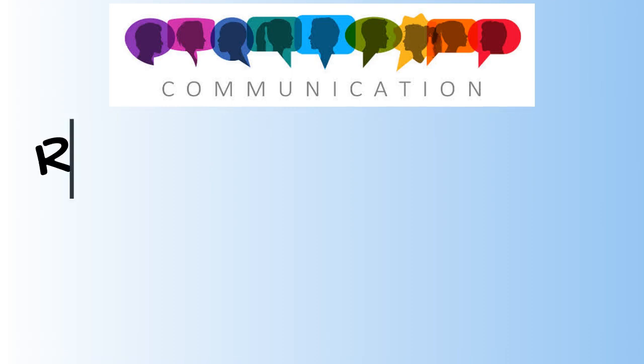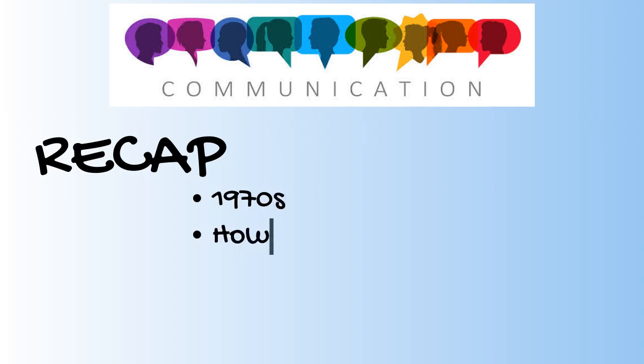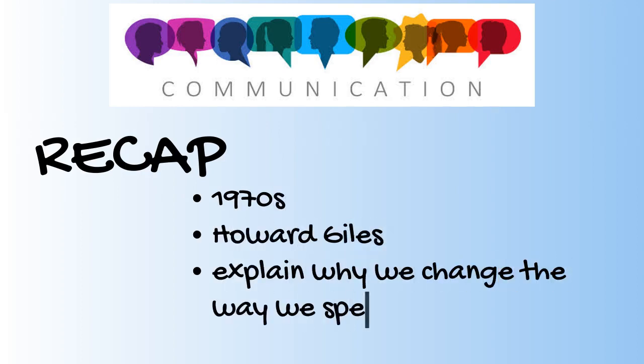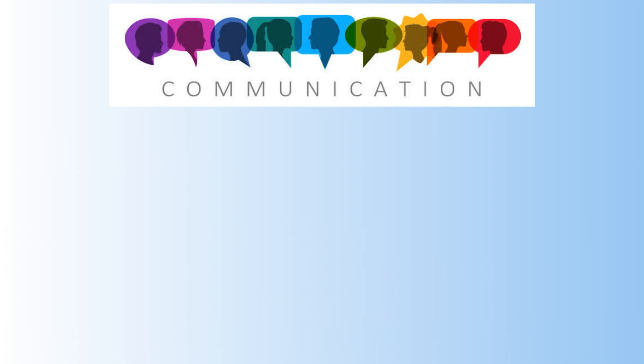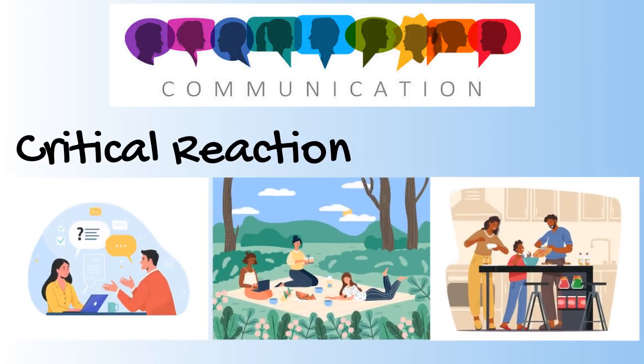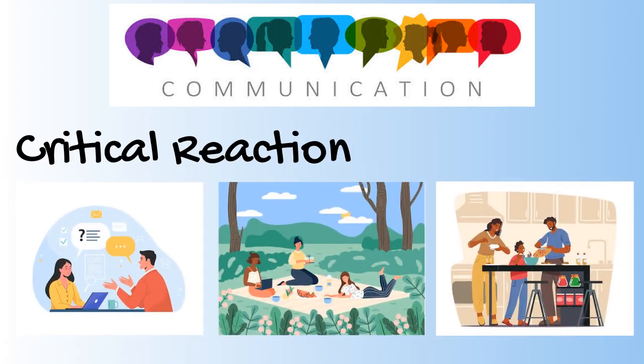Let's do a quick recap on what we've learned so far. Communication accommodation theory was developed in the 1970s by Howard Giles to help explain the way we change the way we speak depending on who we're talking to. But let's take a critical look at that theory. CAT suggests we adjust our communication styles based on social context, but is it really that simple?